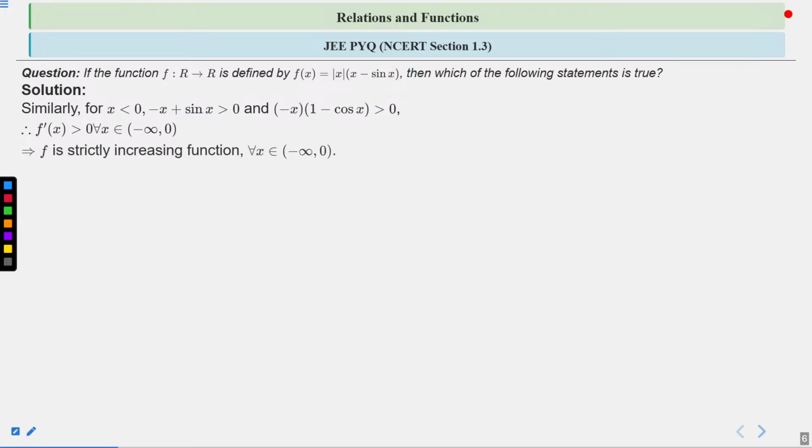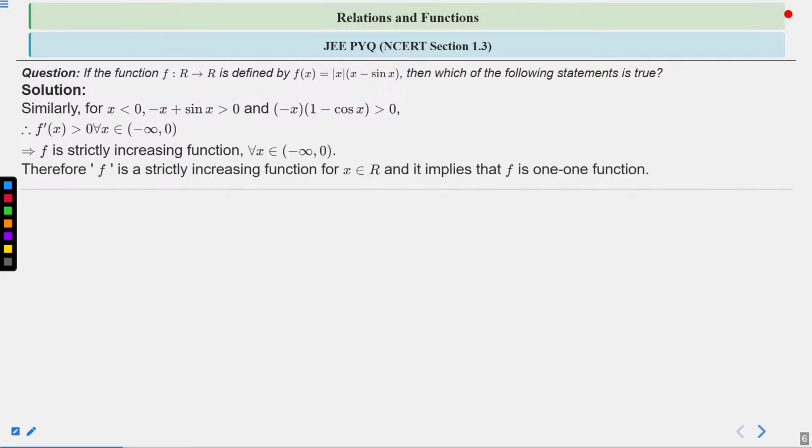So overall we found that f is a strictly increasing function for all x belongs to minus infinity to 0, and we have already found that f is strictly increasing when x is between 0 to infinity also, right? So overall we can say that f is a strictly increasing function for x belongs to all real, right? It implies that f is 1 1 function. So we have proved that f is both 1 1 and onto function, right? Clear? So f is both 1 1 function and onto function.